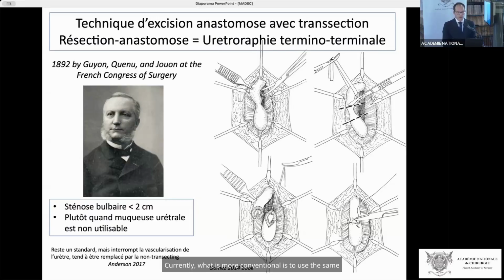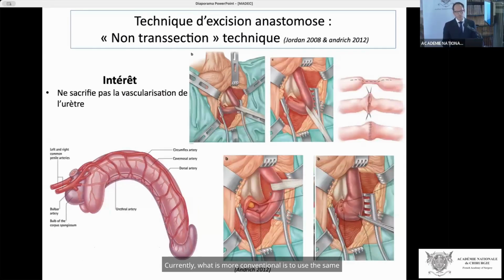Currently, what is more conventional is to use the same excision anastomosis technique, but instead of removing all layers of the urethra, we try to remove only the urethral mucosa while preserving the corpus spongiosum. Why? Because the urethra and the corpus spongiosum have terminal vascularization, so we try to preserve the bulbar and urethral arteries, which limits the rate of postoperative erectile dysfunction and also limits ischemia in the urethroplasty area. And so these are the techniques that have been developed.